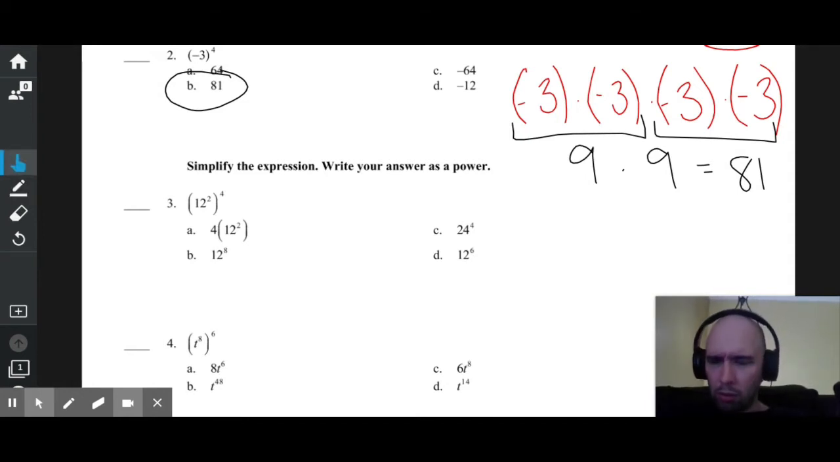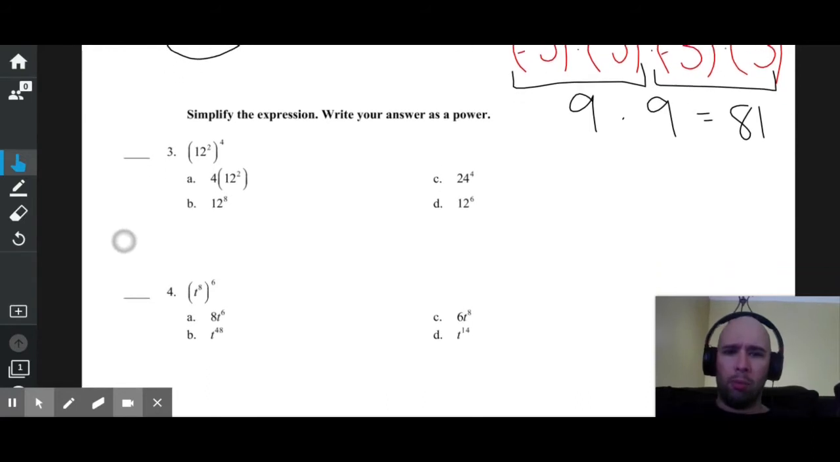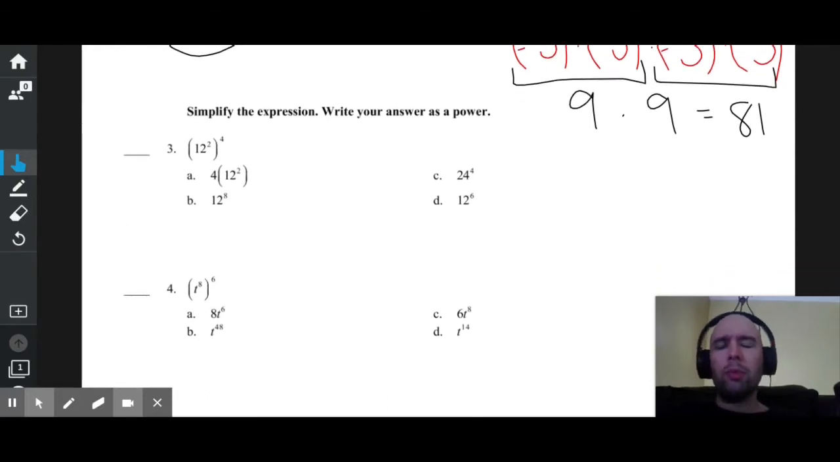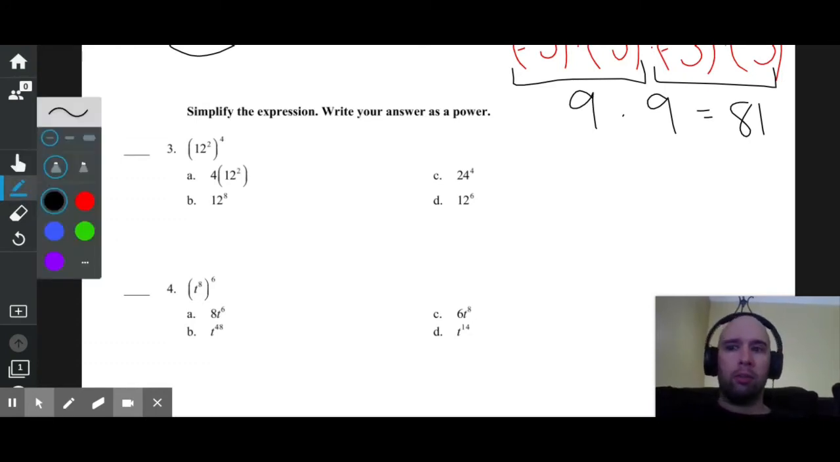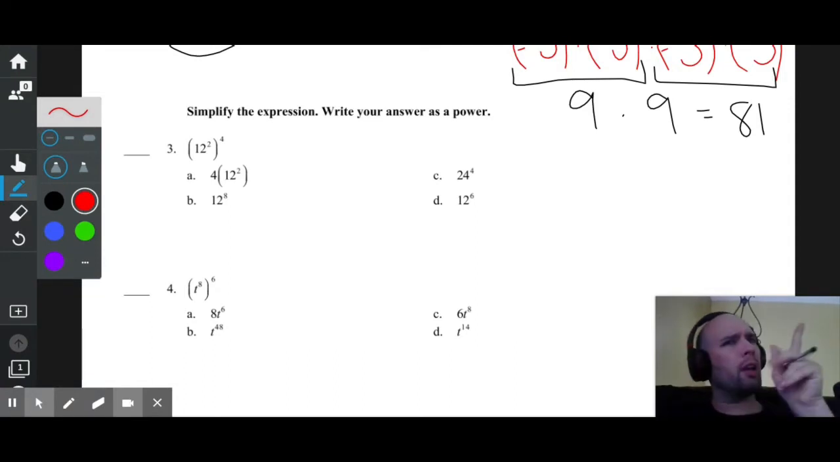Now, 3 and 4 are the same type of problem. Take a look at them. You have inside of parentheses something to the something power, outside of the parentheses to the something power. So what I'm going to do is I'm going to do 3 the long way. And if I could figure out some type of shortcut in the meantime, then I'll use that shortcut for 4. I have a feeling I will.